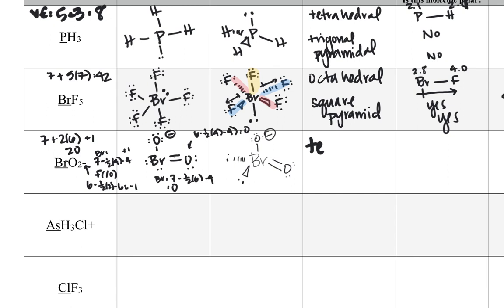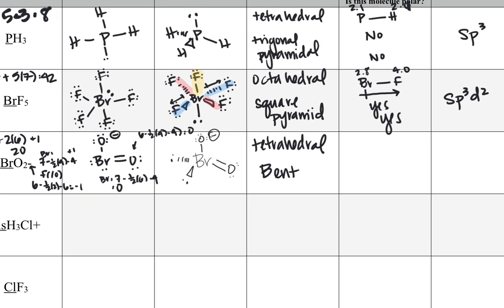Sorry, we're having all kinds of line width problems, as you can see. So we have tetrahedral, and the other is bent. So now let's move into the more difficult. So we have a bromine oxygen. Bromine is 2.8, and oxygen is 3.5. And so this is a 0.7.